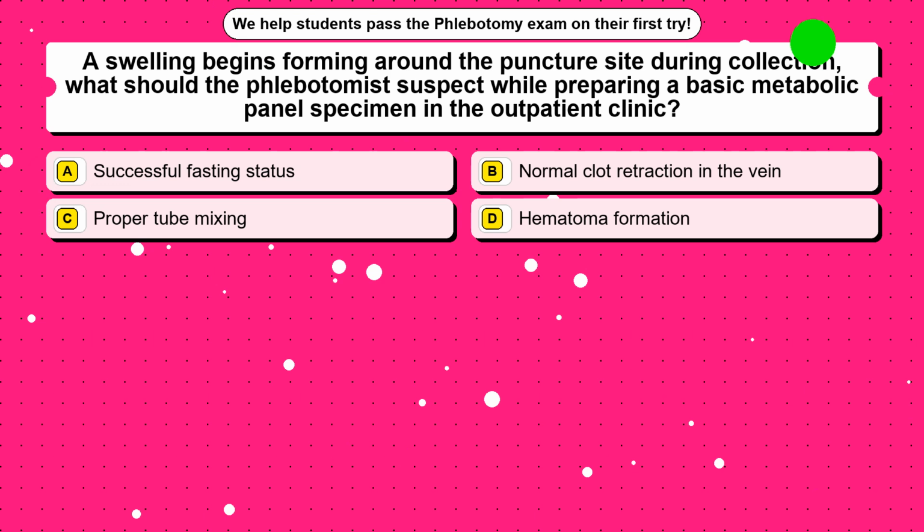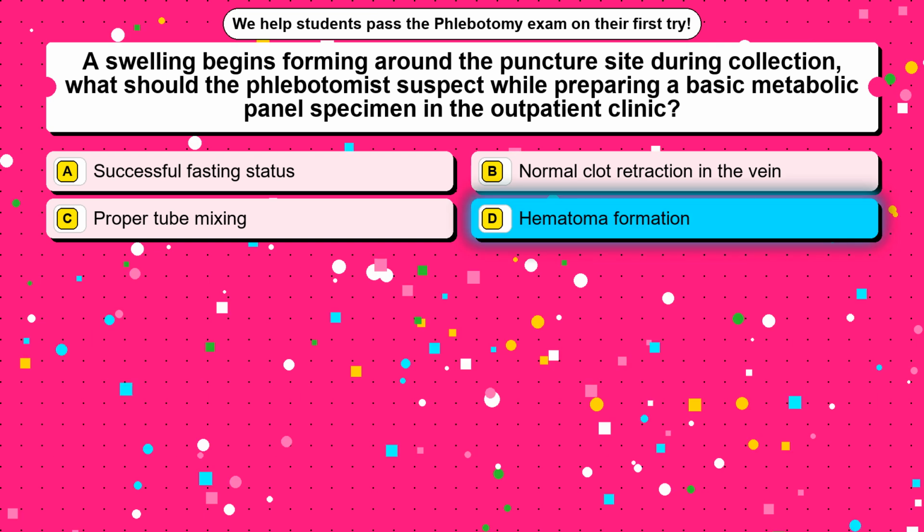Question 13. A swelling begins forming around the puncture site during collection. What should the phlebotomist suspect while preparing a basic metabolic panel specimen in the outpatient clinic? Option A. Successful fasting status. Option B. Normal clot retraction in the vein. Option C. Proper tube mixing. Option D. Hematoma formation. The correct answer is option D.